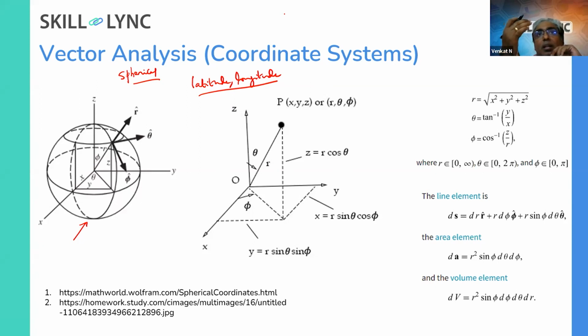If you remember, I remember latitude and longitude for Hyderabad. Hyderabad latitude is 17 degrees. Longitude is around 80 degrees east. Both of them are angles.